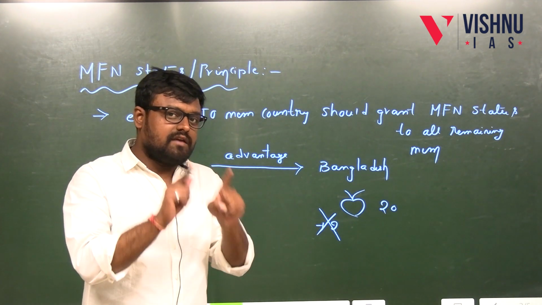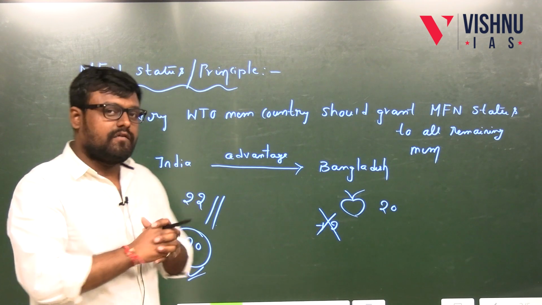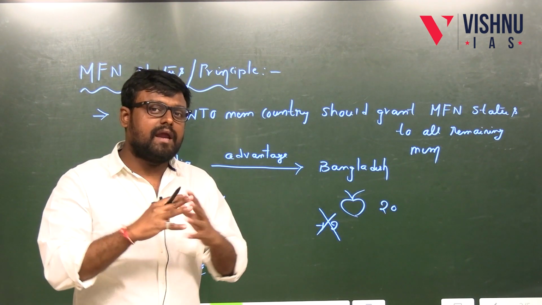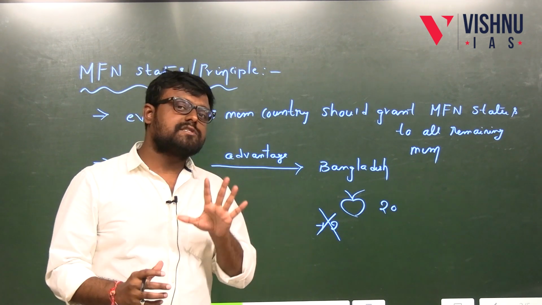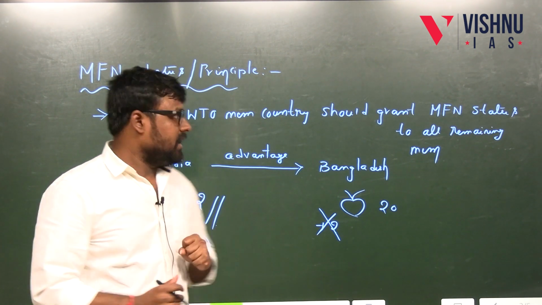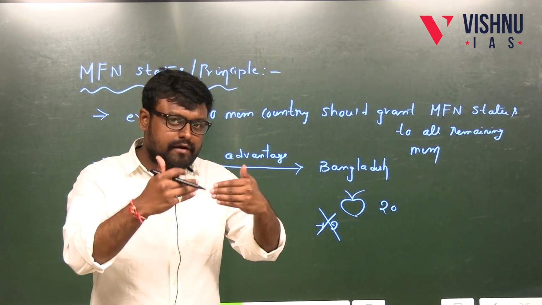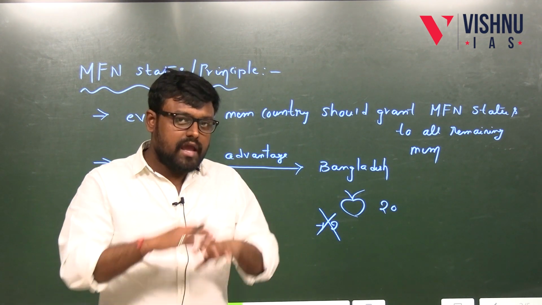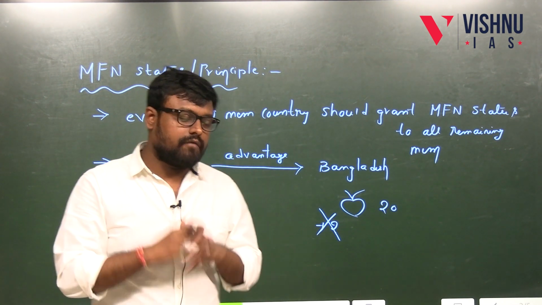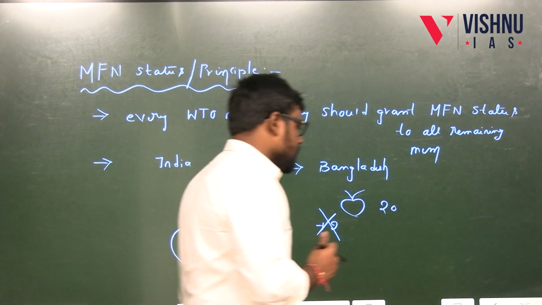If India has given that advantage to Bangladesh, the similar type of trade advantage should be given by India to all the remaining WTO member countries. So that is this most favored nation treatment principle. That means if a country gives advantages with respect to trade to one country, the same advantages have to be given to all the remaining member countries of the WTO. So this is according to this principle.